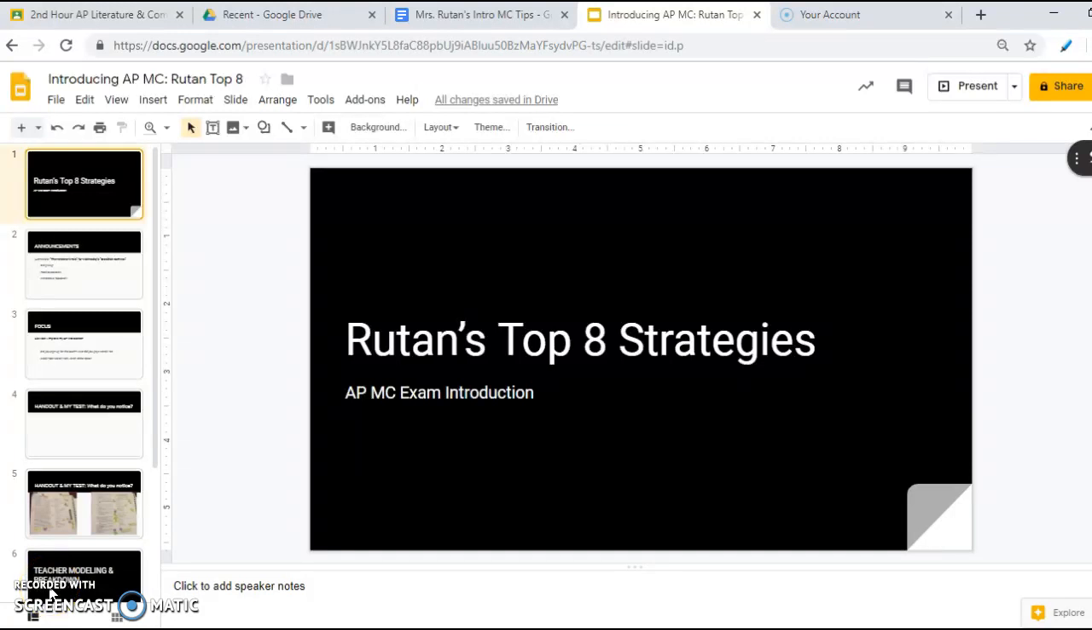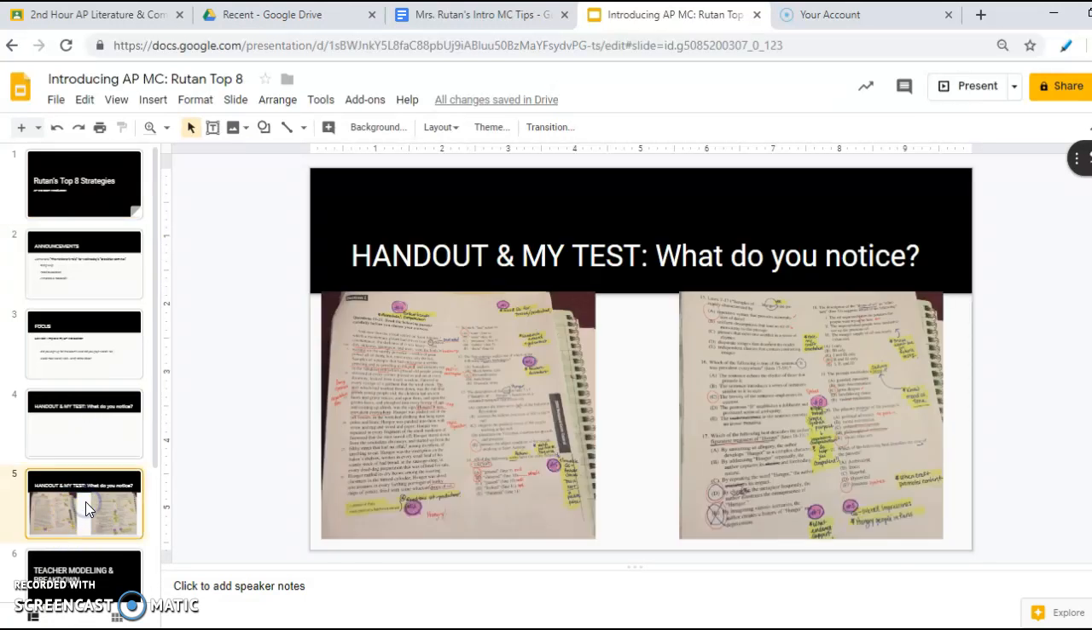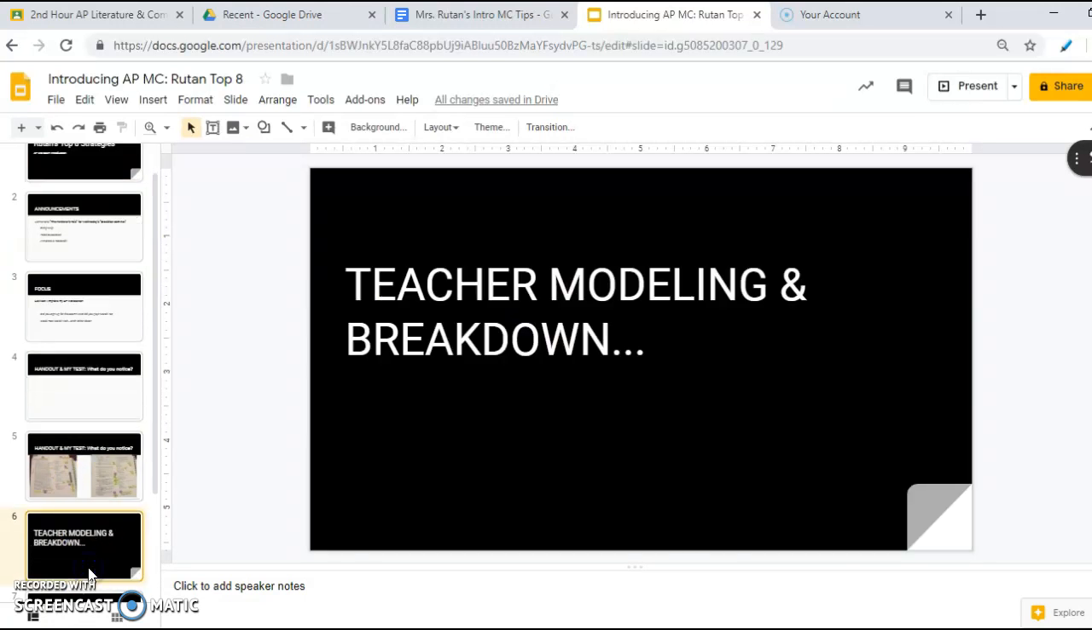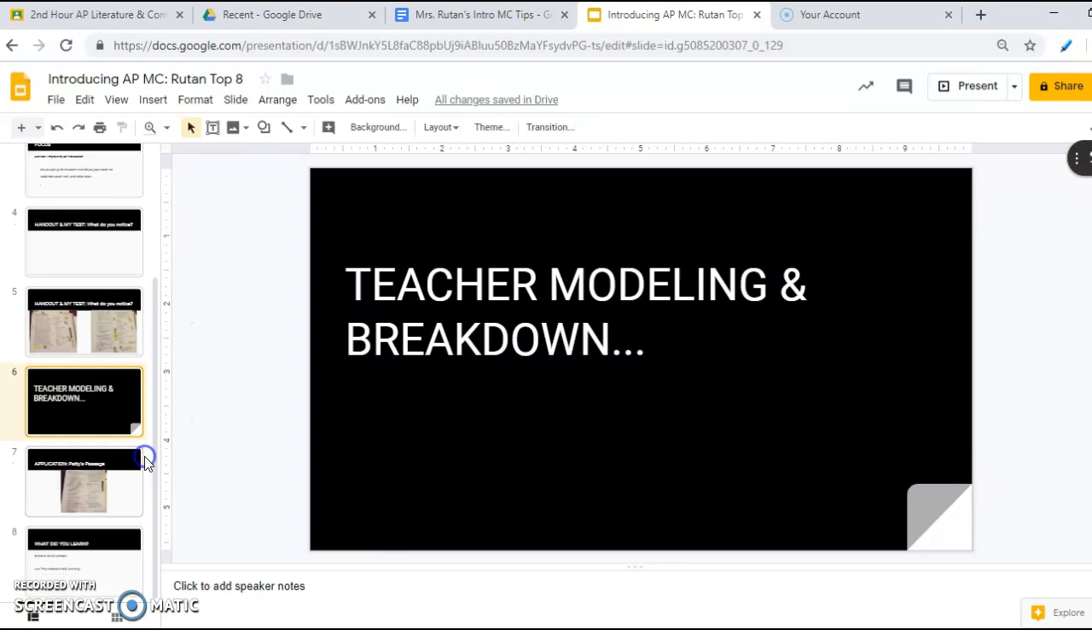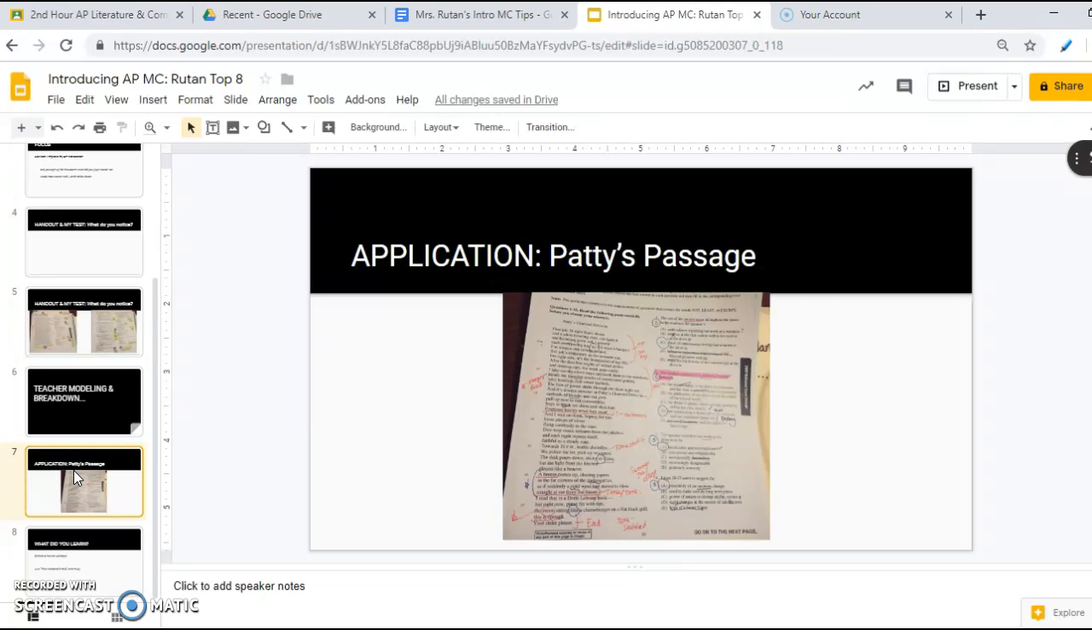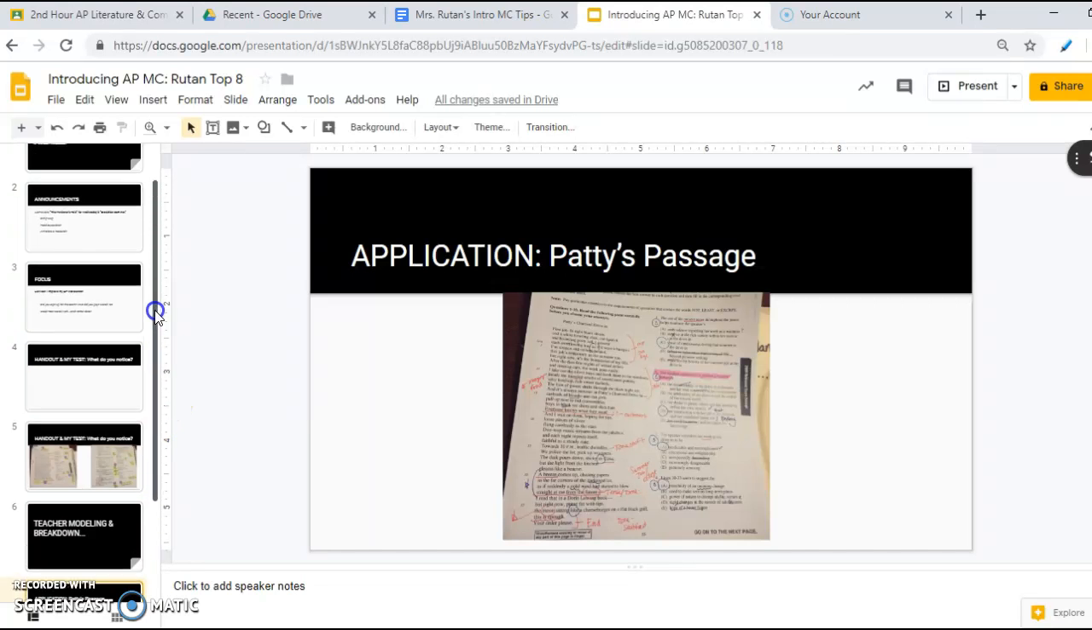All right, welcome to my introduction to the multiple choice and my top 8 strategies. Looking through my PowerPoint, the main activities are a handout and looking through a model or an example of how I went through the St. Antoine passage from the midterm. Then you are going to try to revisit Patty's passage, which was actually the first passage from the multiple choice.